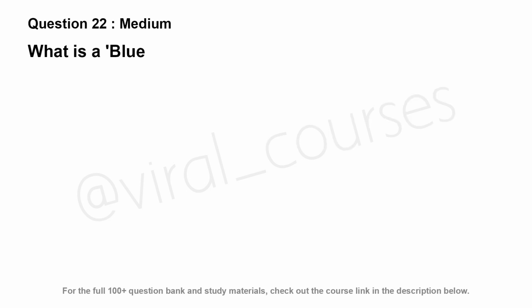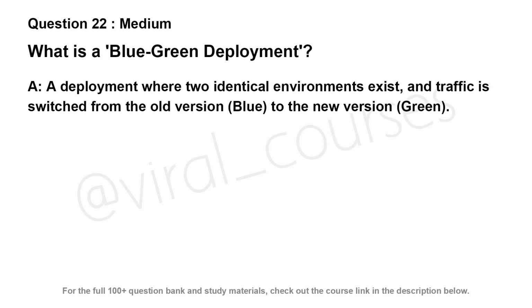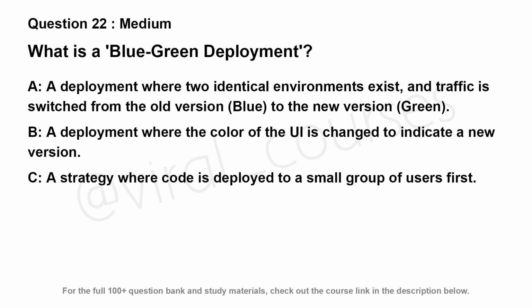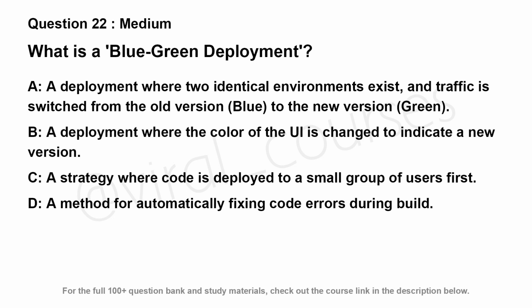What is a blue-green deployment? Option A, a deployment where two identical environments exist, and traffic is switched from the old version, blue, to the new version, green. Option B, a deployment where the color of the UI is changed to indicate a new version. Option C, a strategy where code is deployed to a small group of users first. Option D, a method for automatically fixing code errors during build.